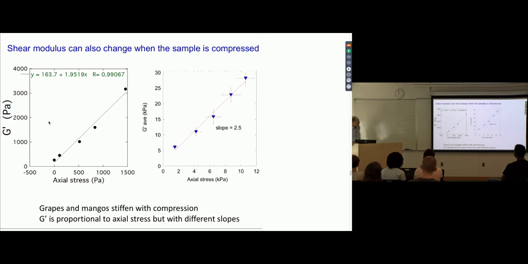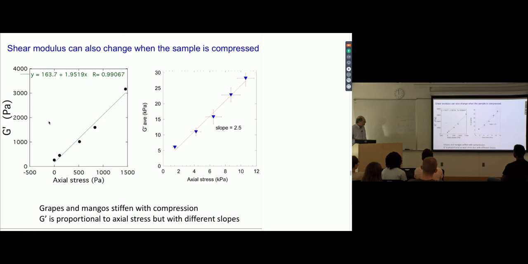people measure this stuff. So this example I like for the plant people, because it's one experiment on plants. Fruits anyway, grapes and mangoes. So I mentioned before that when you sit down, you're compressing your soft tissues, but the cells in there are trying to put traction stress on them. So that's exactly what we've done with grape and mango.